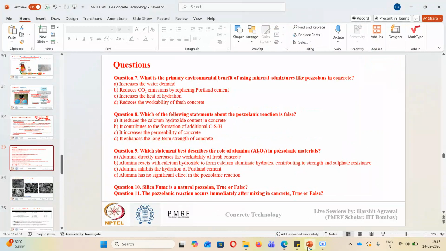First question is, what is the primary environmental benefit of using mineral admixture like pozzolans in concrete?